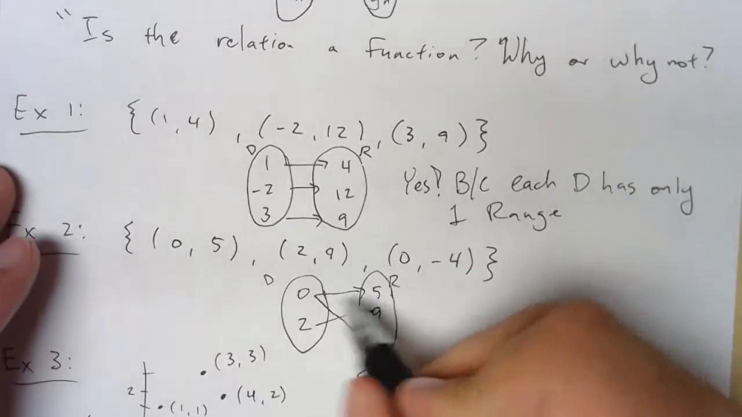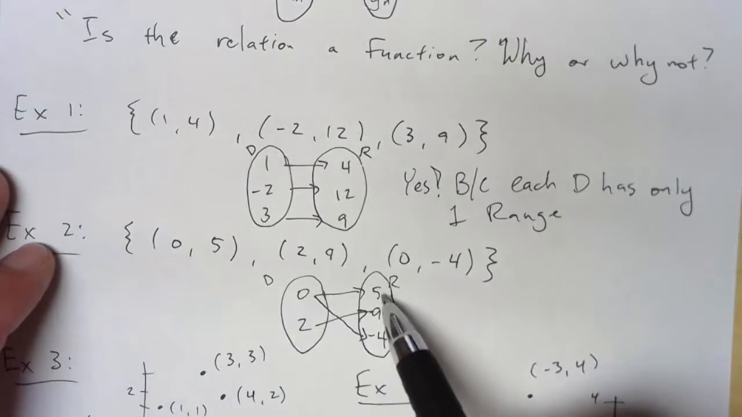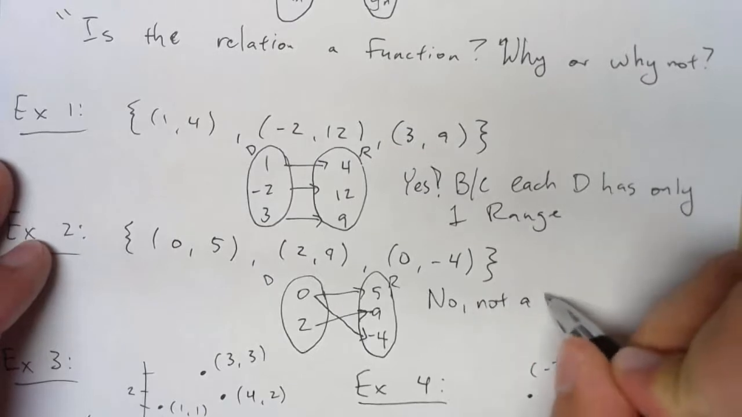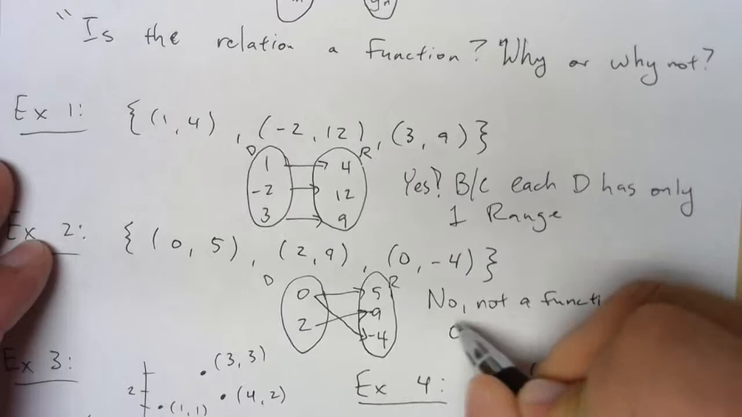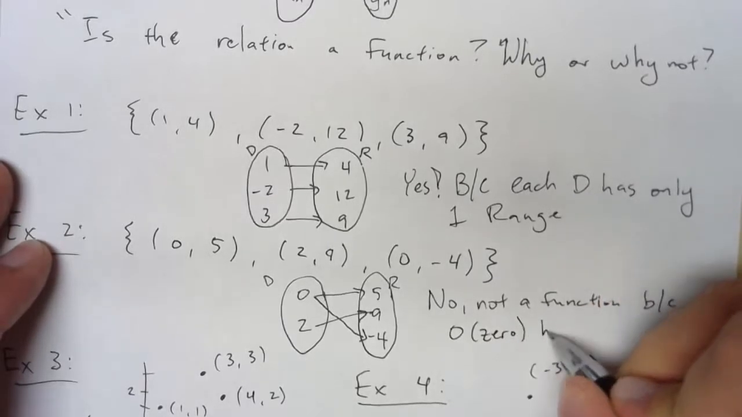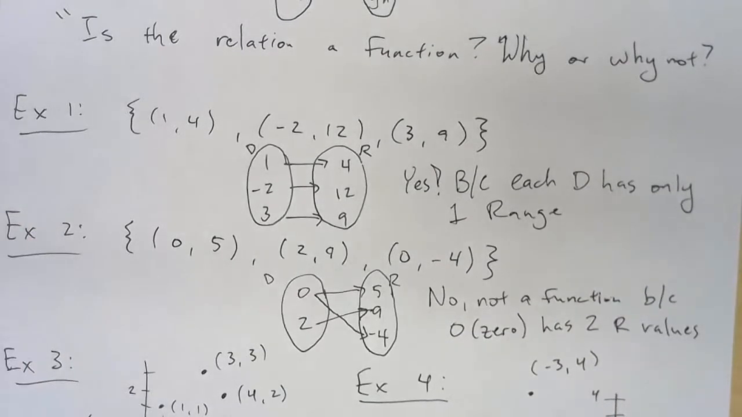Because 0 goes to 5 and to negative 4, it'd be like a Coke machine: you press the button for Coke, and you get either a Coke or a Diet Coke. That's not really cool. So no, this is not a function because 0, and let me write 0 so that's clear, has 2 range values. You get a random thing popping back.